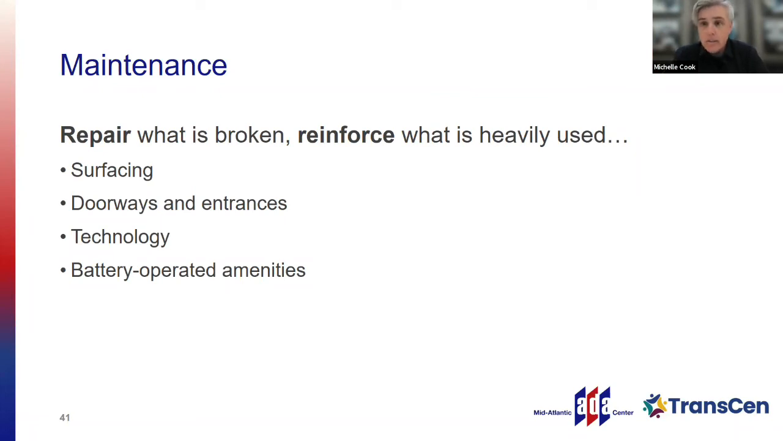Same thing with your doorways and entrances. If there's a door operating mechanism that is broken, or you need to replace the battery, particularly if it's a main entrance, that would be a high priority area, high impact area, just impacting the ability of someone to get into your space. Technology is its own animal in itself, but if something is in existence and in place to meet the need of a specific audience, you want to make sure that it's working properly. And again, I mentioned those battery operated amenities as well. So check those batteries and make sure that things are working the way they should.